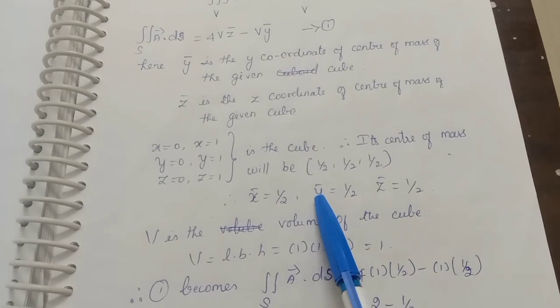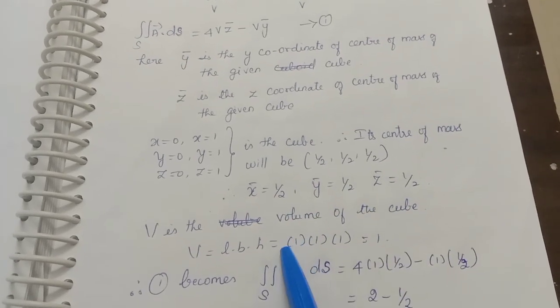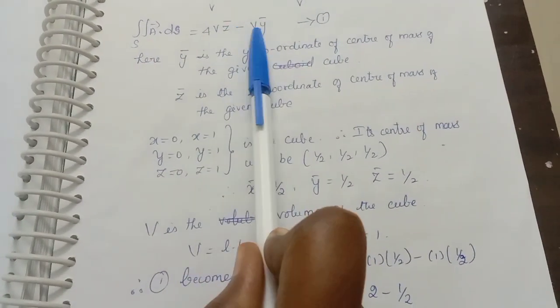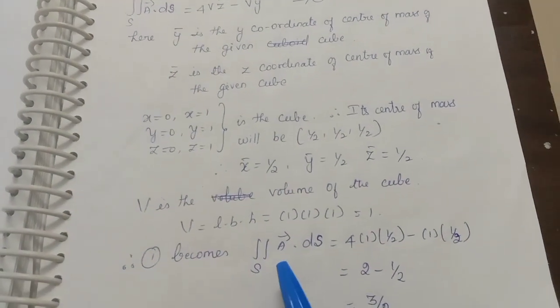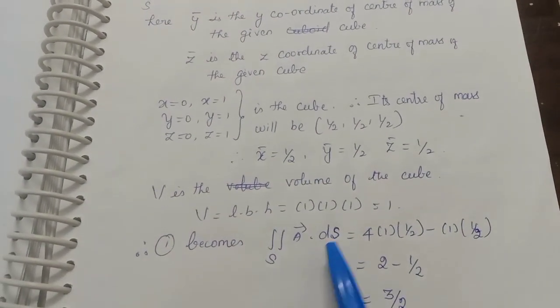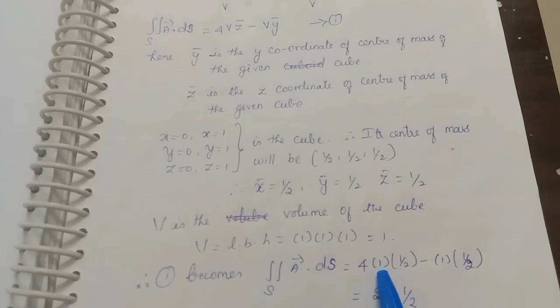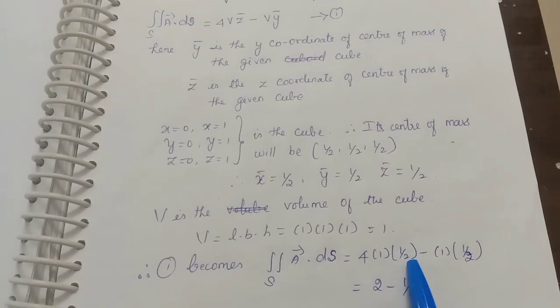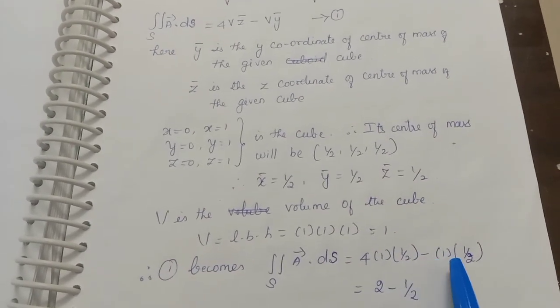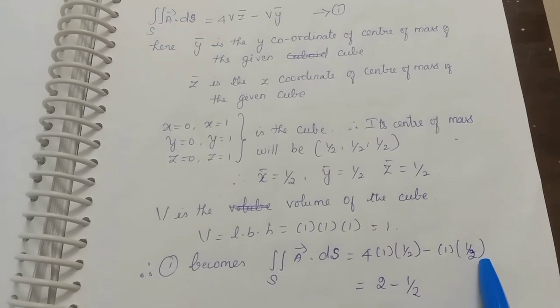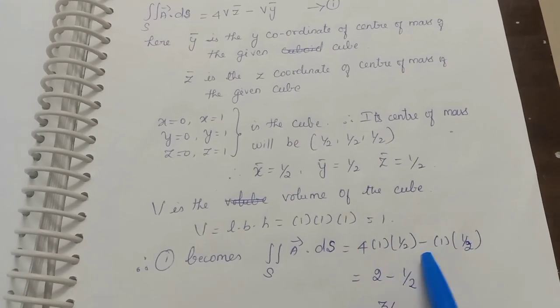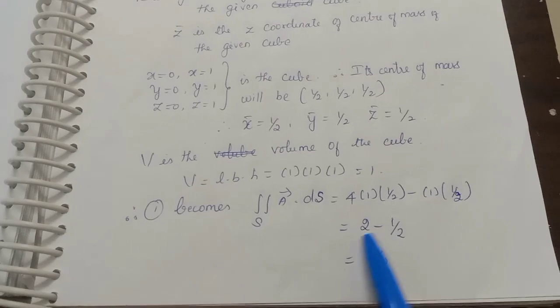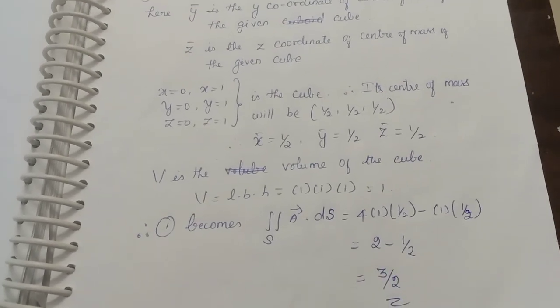Let us substitute this y bar, z bar and volume V in this equation number 1. So what will you get? Double integral over S a vector dot ds is equal to 4 into volume is 1 into z bar is half, minus volume V is 1 into 1 by 2. So this is 2 minus 1 by 2. It's equal to 3 by 2. That's all.